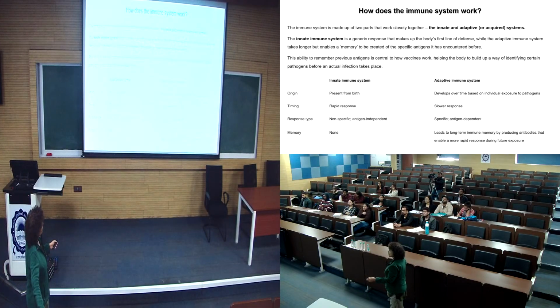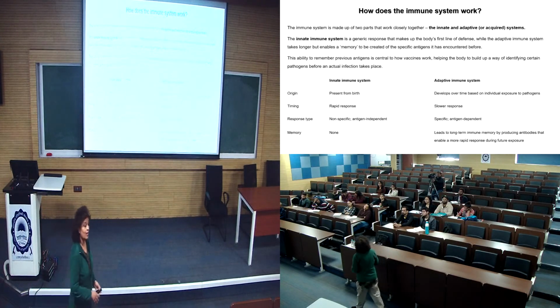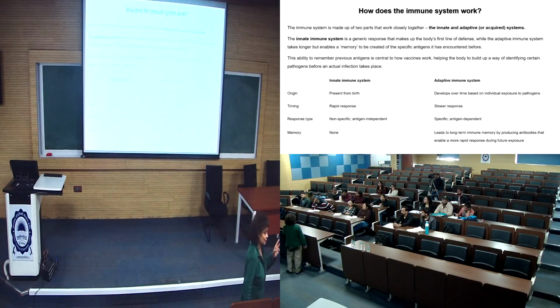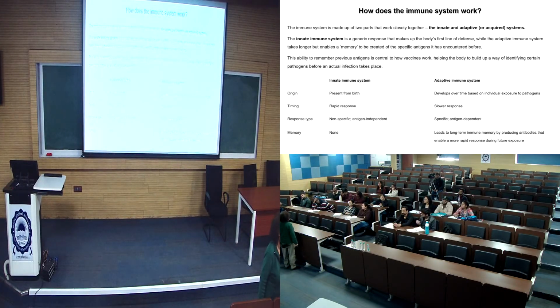So it's the body's first line of defense, while the adaptive or acquired system takes longer but enables a memory to be created of specific antigens. Suppose we get a vaccine, right? Ultimately the antibodies will be made, and then they will be stored in our memory forever. So that is acquired, but the first response is innate to any foreign thing.